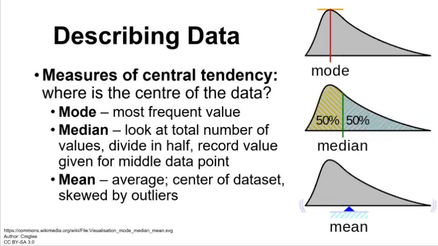We'll start first with descriptive data, looking at measures of central tendency, which answer the question, where is the center of the data? This can be calculated in multiple ways, using the mode, which is the most frequent value, the median, the middle point of the data, gathered by looking at the total number of values and dividing that in half, and probably the most common, the mean, which is the average of the data or center of the data set, including any multiple values.